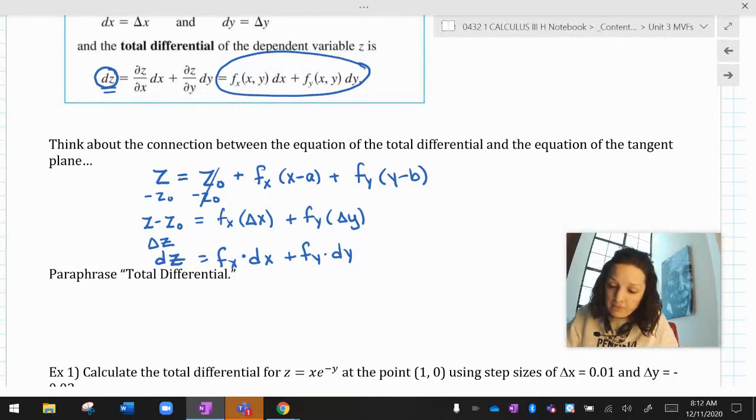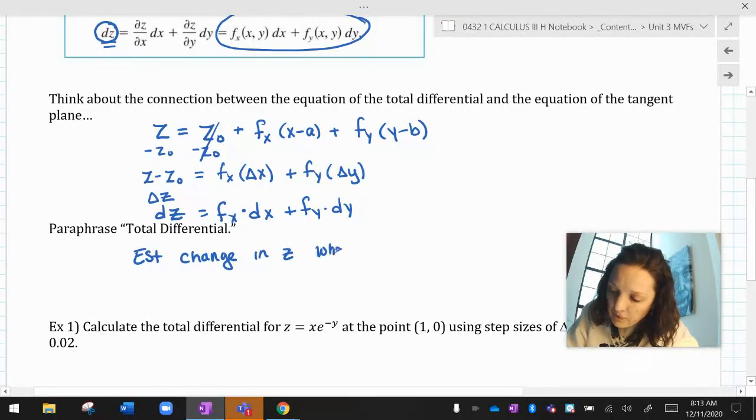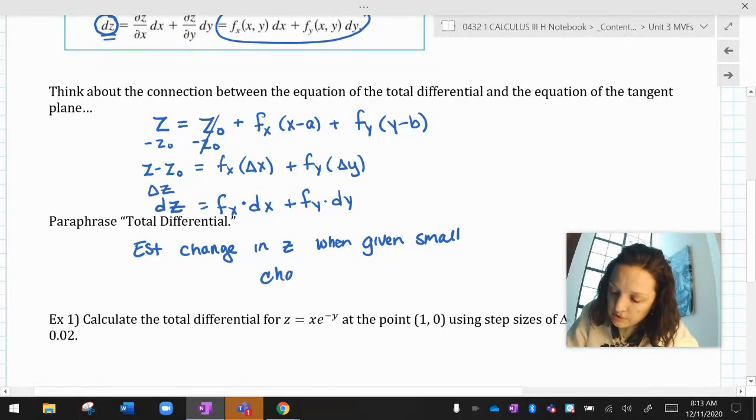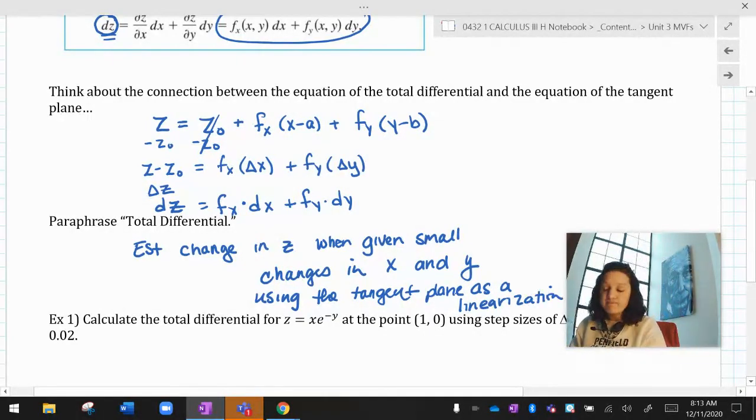That's it. Paraphrase total differential: that is the estimated change in z when given small changes in x and y, using the tangent plane as a linearization. That's really what we're doing.